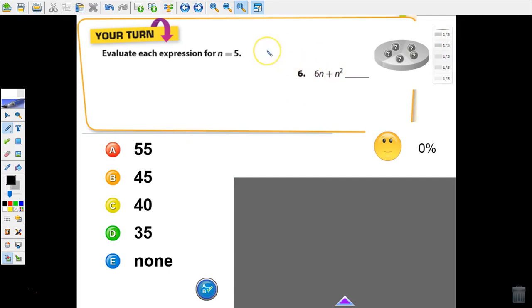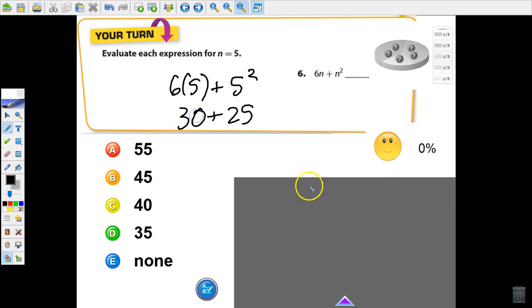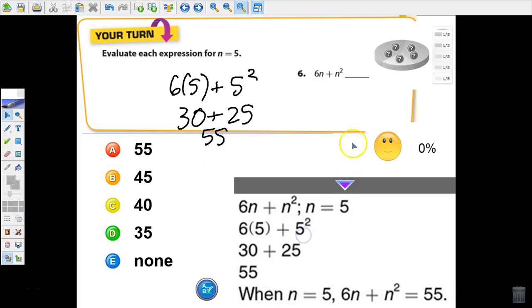All right. 6n plus n squared. n equals 5. So I'm going to plug it in. Exponent first. Multiplication. 6 times 5 is 30. And then we all know it's 55. This is how they work it out. You plug in the 5s. 5 squared is 25. 6 times 5 is 30. You add them together to get 55. Bingo bango.